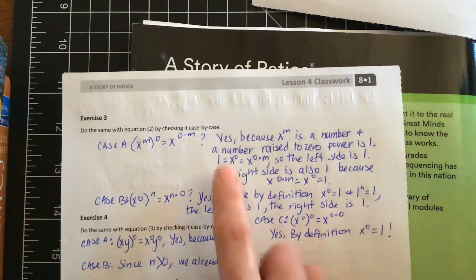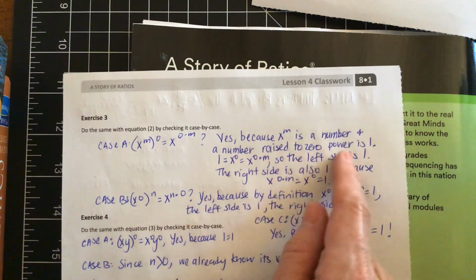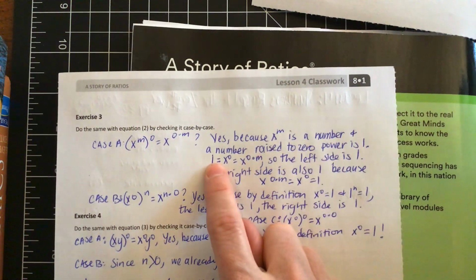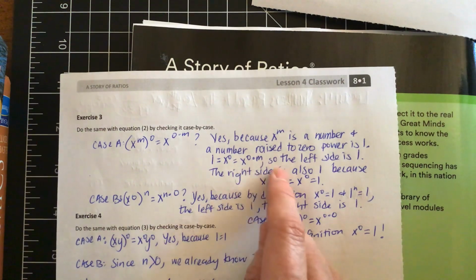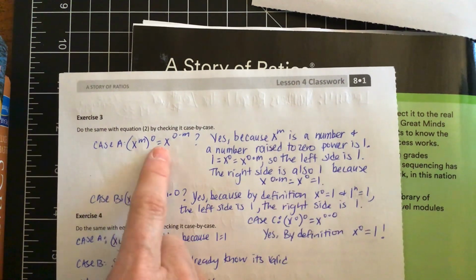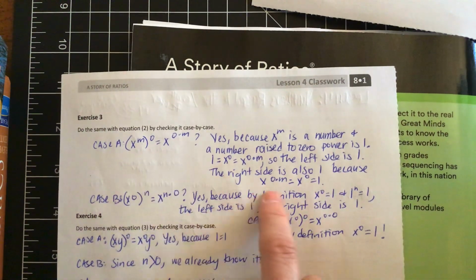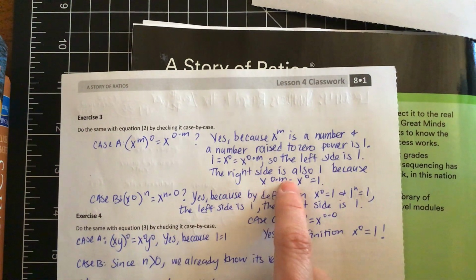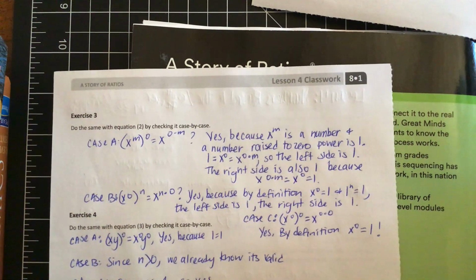And we can say yes, because x to the m is a number, and a number raised to a 0 power is 1. 1 equals x to 0 equals x to 0 times m, so the left side is 1, and the right side is also 1, because x to the 0 times m is going to be x to the 0. Anything times 0 is 0, and that's also 1.